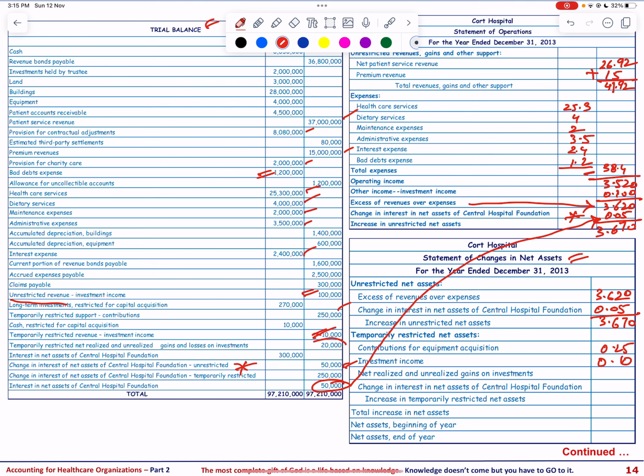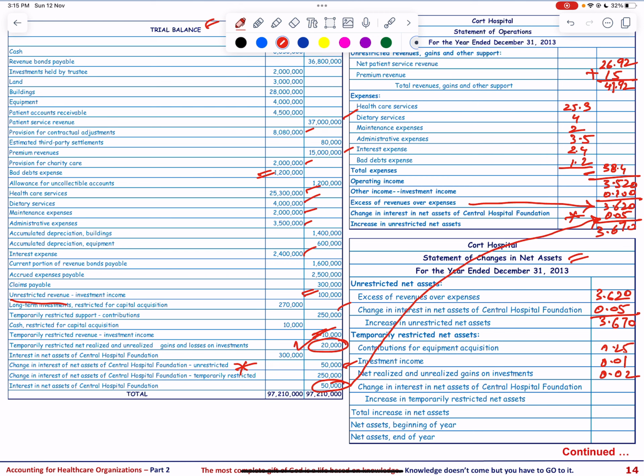You can see over here is 20,000, 0.02. Let me clean it up. Contribution is 250,000, and then investment is how much? 10,000, so that is 0.01. And then we have the net realized and unrealized gains of 20,000, so that is 0.02.